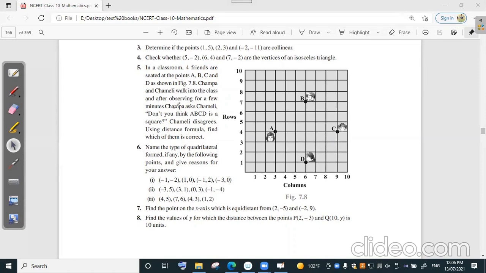Champa and Chameli walk into the class, and after observing for a few minutes, Champa asks Chameli, don't you think ABCD is a square? Chameli disagrees. Now we have to prove whether they are sitting in a square or not. So we have to simply find the lengths AB, BC, CD, and DA. So what are the coordinates of B?